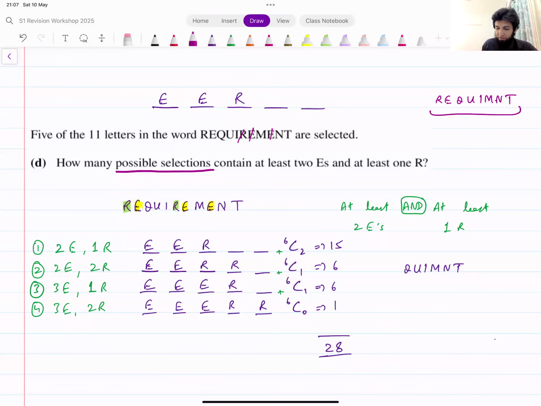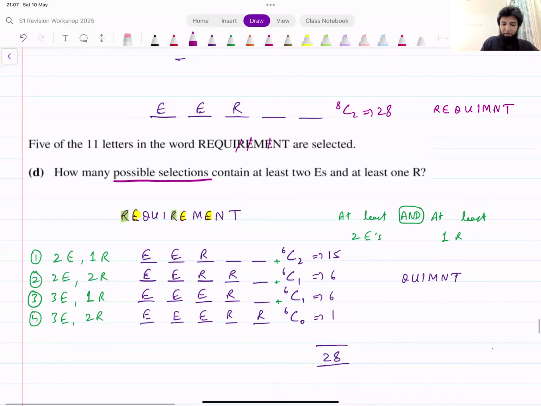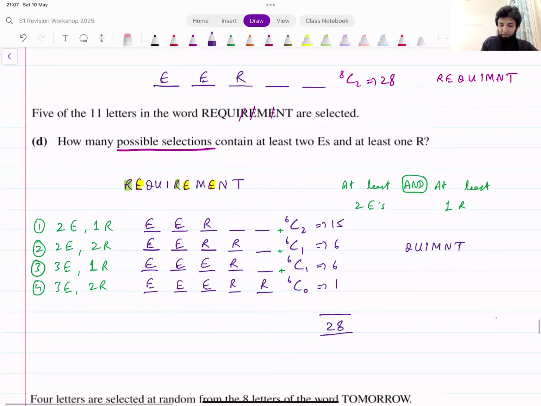Now, all of these letters in this particular case are different. These are 8 letters in total. Out of these 8 letters, since we know that these 3 have to be selected, we have to just select 2. We could directly do 8C2 here, and that will give us 28. That will be a 4-mark question. You could just do this, 8C2, 28, and that's it. That's your final answer.